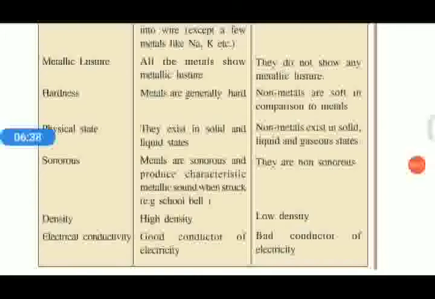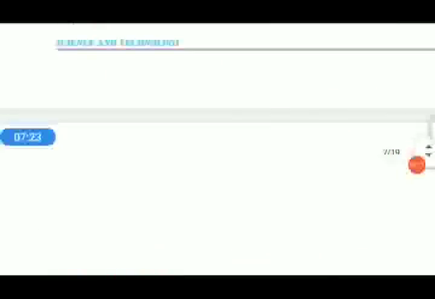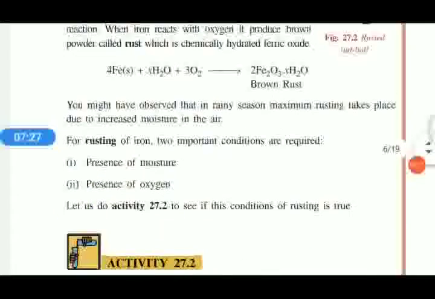Sonorous. Metals produce a ringing sound. School bell. You may hear the bell sound, a ringing sound. Non-metals are non-sonorous. Density. Metals have high density and non-metals have low density. Imagine a piece of wood and iron. When we put them in water, the iron piece goes deeper, it sinks, and the non-metal floats above the water. That means its density is very low. Electrical conductivity. Metals are good conductors of electricity. Non-metals are bad conductors of electricity. Also, metals are good conductors of heat. Non-metals are bad conductors of heat.